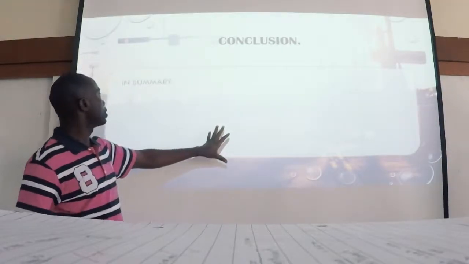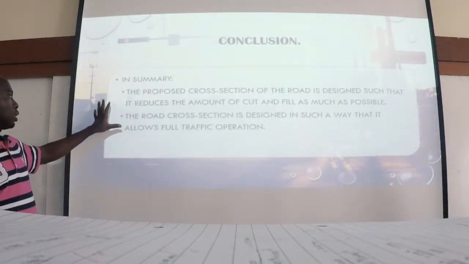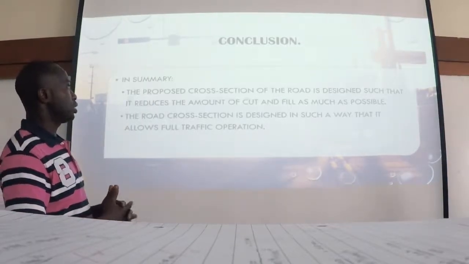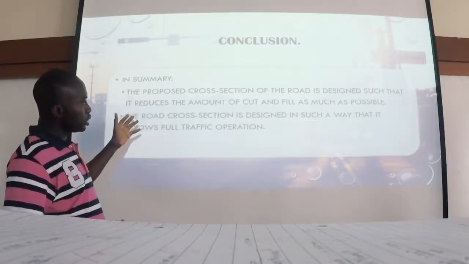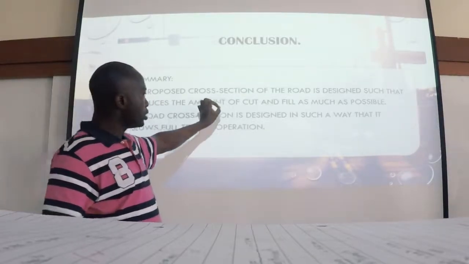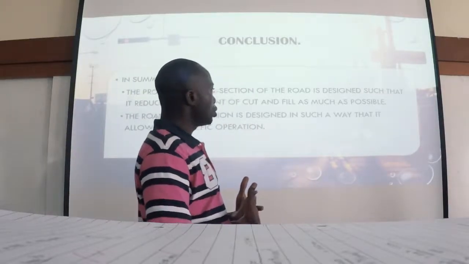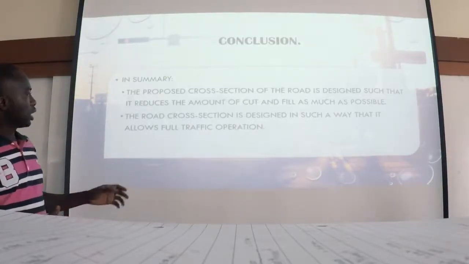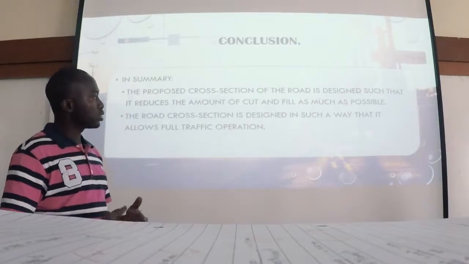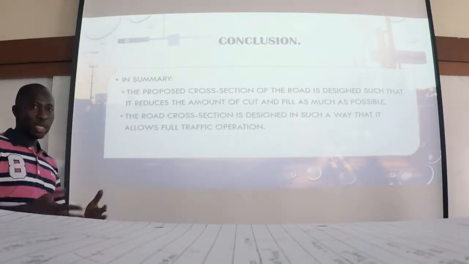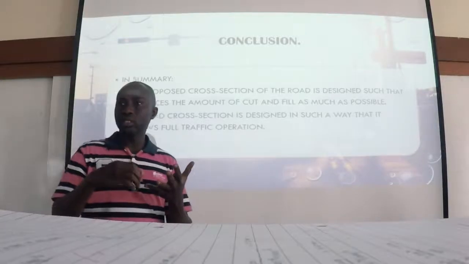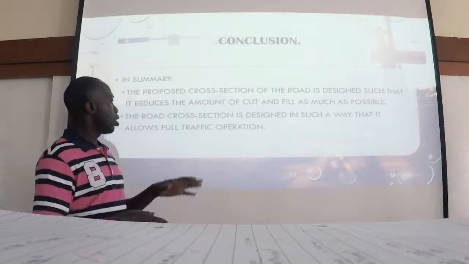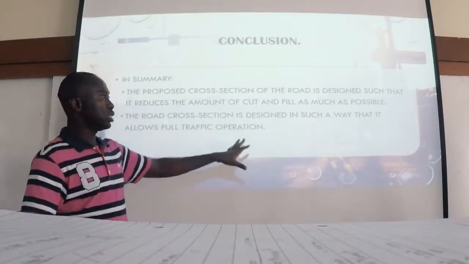So in conclusion, we have proposed the cross section, as you can see in the drawing, and from all the designs that my colleagues have talked about. The road is designed in such a way that the amount of cut and fill that we need to do is reduced to the barest minimum as much as possible. And the road cross section is also designed in a way that it will allow the traffic and the safety that we needed to put in the design. Everything has been embedded in this design.